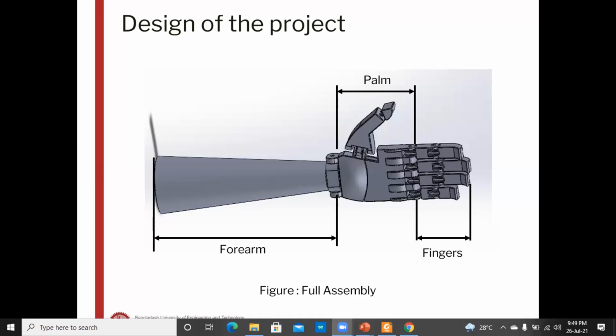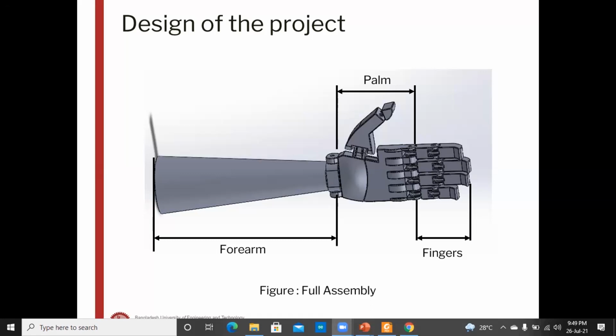This is the design of our project when all parts are fully assembled. Our project consists of three basic parts. They are fingers, palm, and forearm. All parts are designed with dimension of human hand. So, all 5 fingers are different in size.